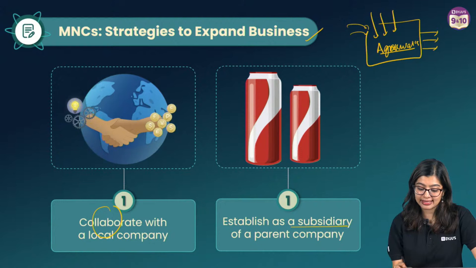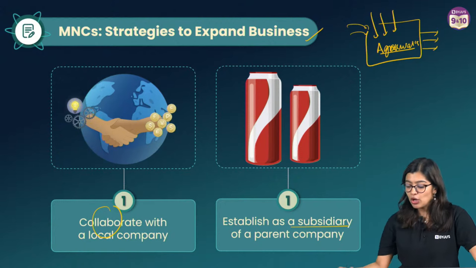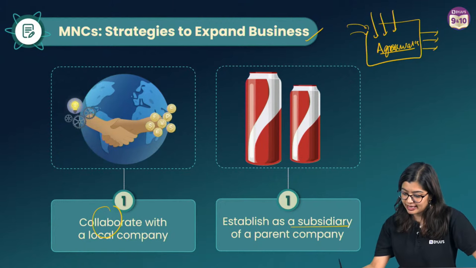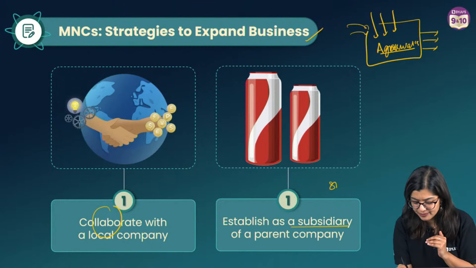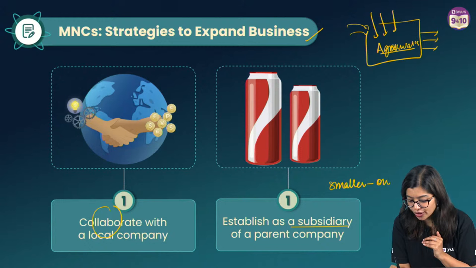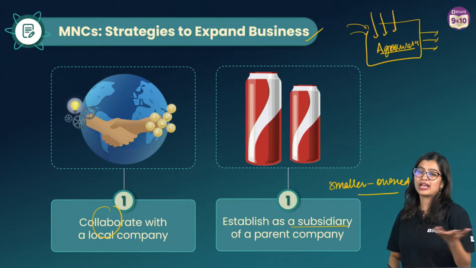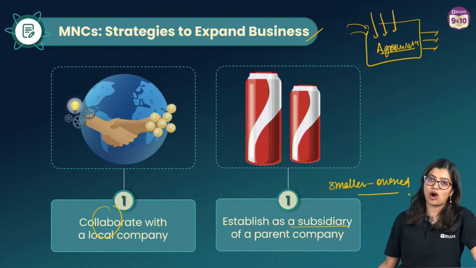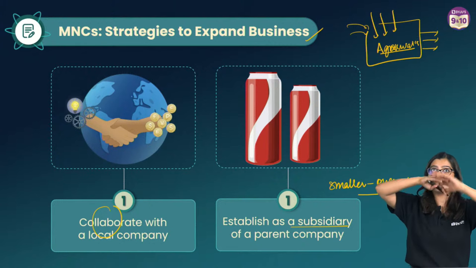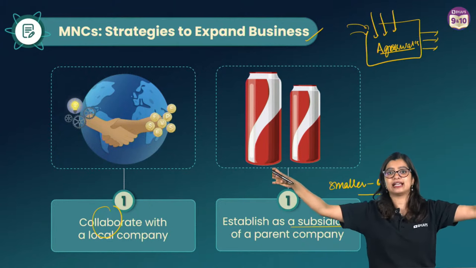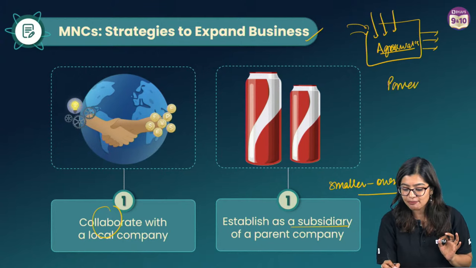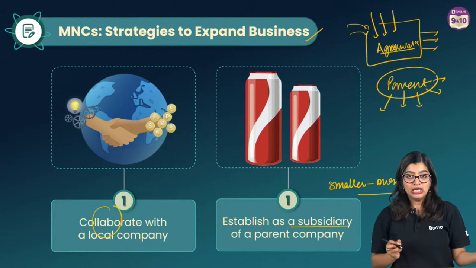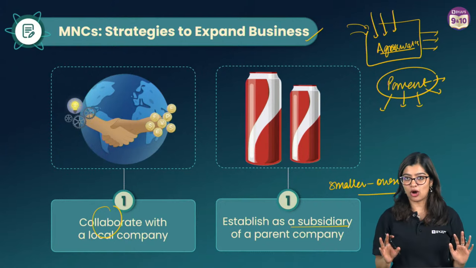Or else, they will establish a subsidiary. What is a subsidiary? A subsidiary could be a smaller company which is owned by a bigger one. If you look at the example of Disney, Disney Hotstar is a subsidiary company of Walt Disney, which is the parent company. So in the case of a parent company, there will be smaller ones which are called subsidiaries. So MNCs can have a tie-up with smaller units.